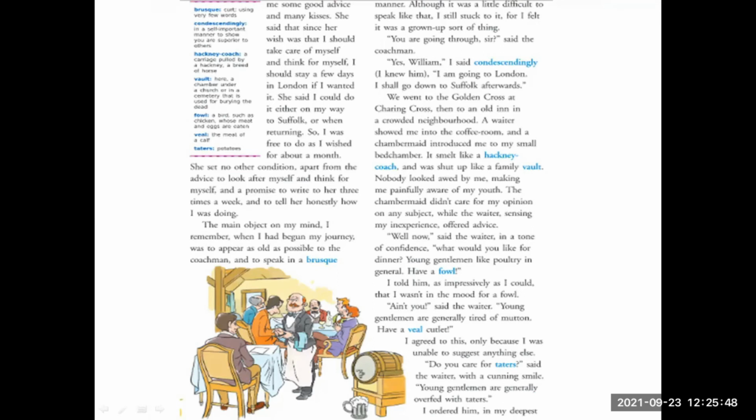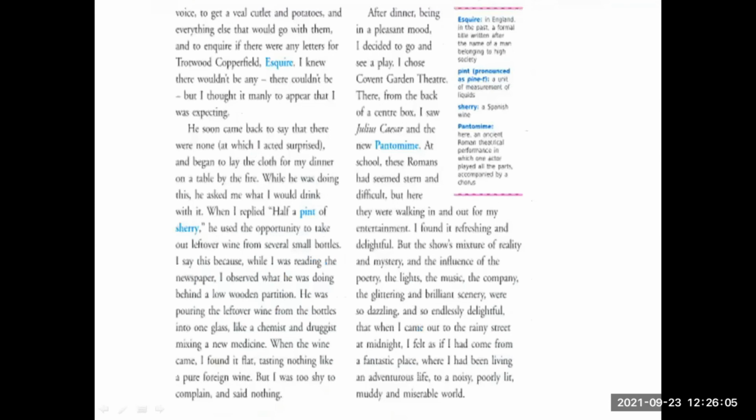Now he went to the Covent Garden Theater, wherein he saw Julius Caesar and a pantomime. So after watching these two plays, he felt that the theater was very amusing to him. He saw the lights, he saw the people acting. And he got a sense of things. He felt like, oh, these things are so different, such different scenes.